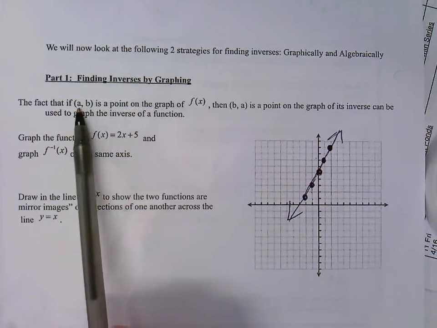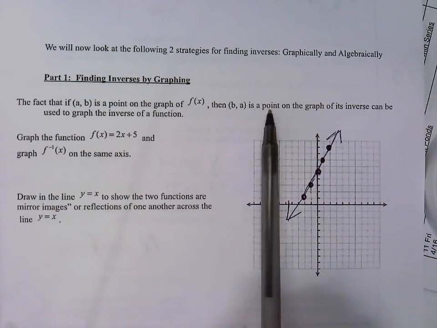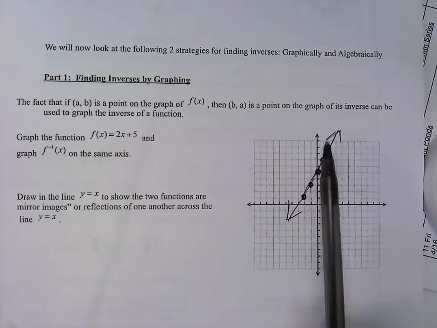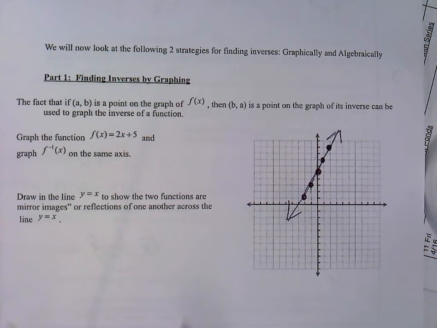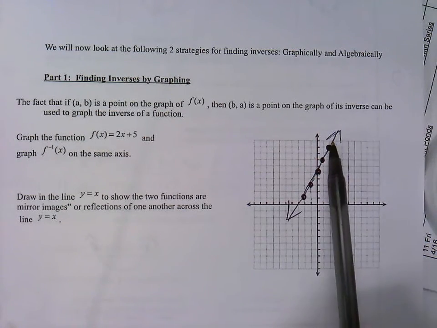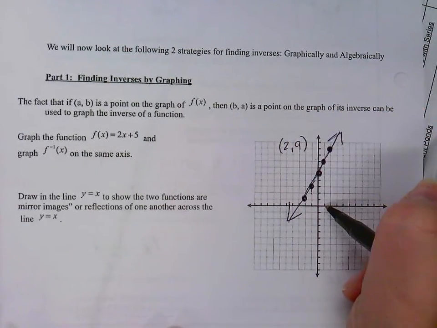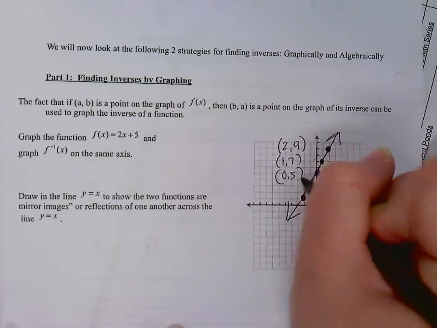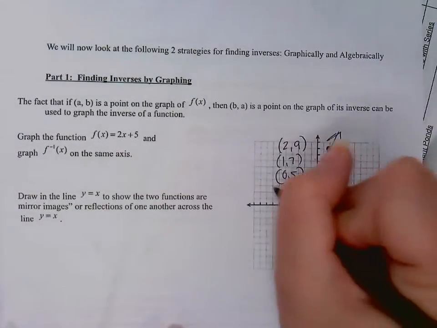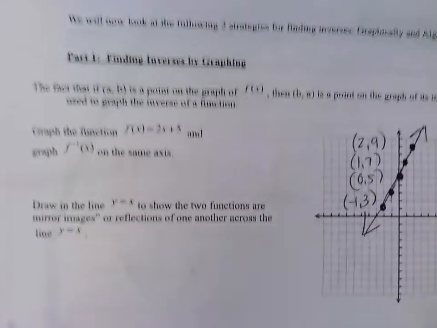This says if a comma b is a point on the original graph, b comma a is a point on its inverse. I can take all these points, flip-flop them, and I'll have my inverse. So what is this coordinate? This is the coordinate 2, 9, right? So let me just write them down. 2, 9. This was 1, 7. This was 0, 5. Let's do one more. -1, 3. Right? Those are the sets of points if I just recorded them.